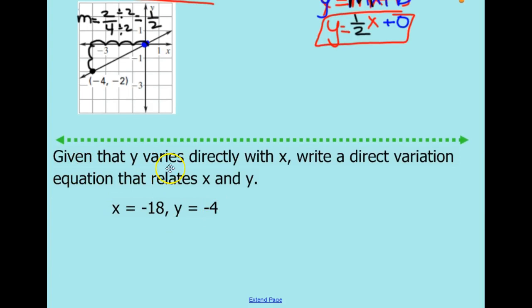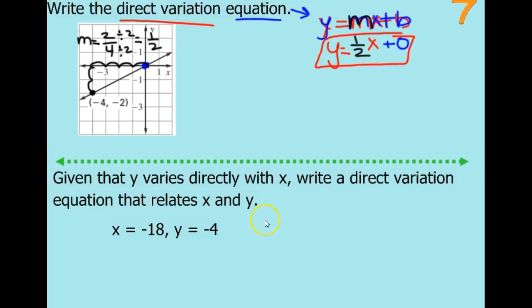Here it says, given that y varies directly with x, write a direct variation equation that relates x and y. Well, in our equation that we just looked at up here, y equals mx, there really is no plus b because it's really just 0. So if we want to find m, our slope, we can just take x and y and plug them in, or solve this for m first. I'm going to solve for m, meaning divide by x.